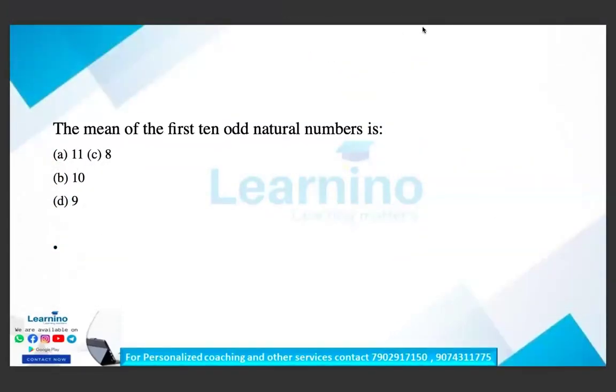Mean of the first 10 odd natural numbers. Mean of the first 10 odd natural numbers will be, answer will be 10. The mean of the first n odd natural numbers will be n.